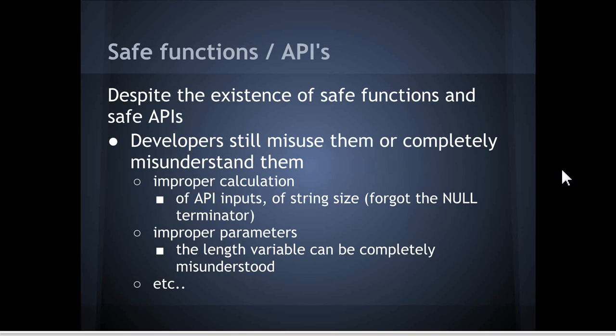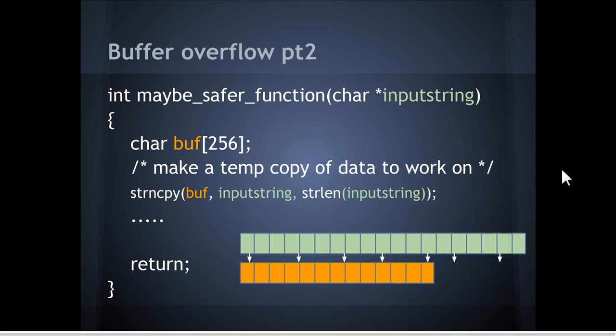And so safe functions were introduced, and also safe APIs were introduced, but that doesn't prevent developers from misunderstanding them and misusing them, perhaps giving them the wrong parameters, perhaps calculating the parameters wrong or in a buggy way. This is actually common. They still use string length in the safe string copy function, but it's the string length of the input, so it doesn't help at all.